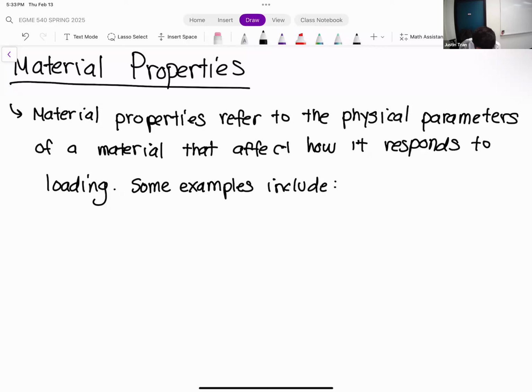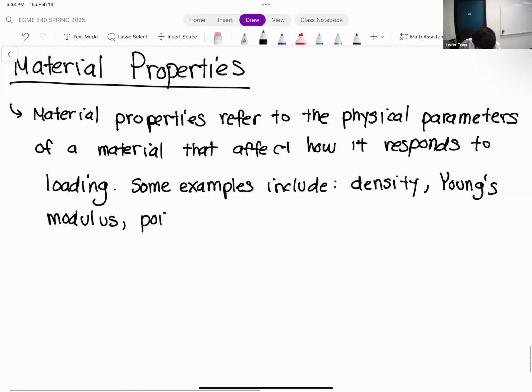Some examples that you most definitely have heard of before are things like density. Density is an expression of the mass of a material, or how much mass is packed into a fixed volume. More specifically for what we're doing, things like the Young's modulus and Poisson's ratio. And of course, there are many more properties as well, but those are the basics to get started.